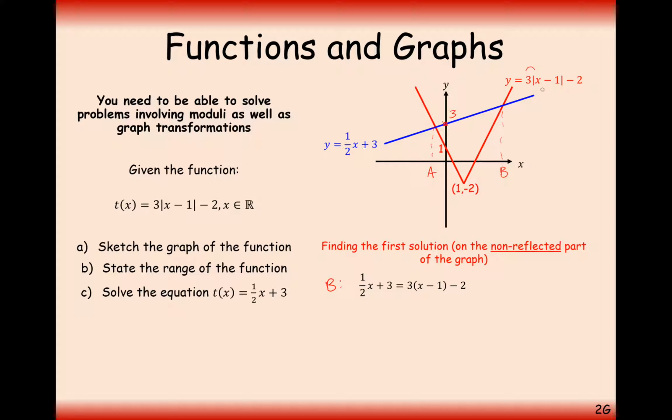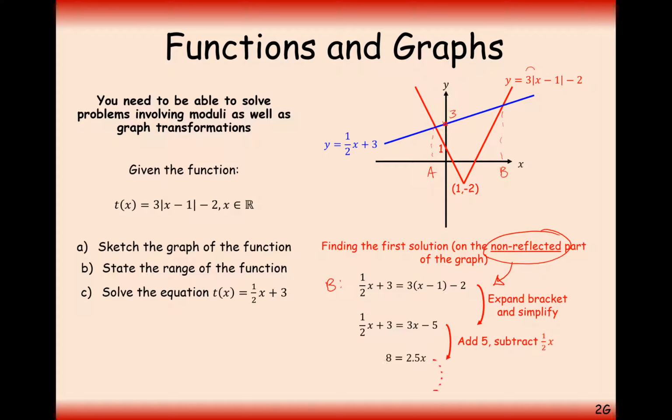We set a half x plus 3 equal to the equation of the graph. This is not being reflected, so we can just get rid of the modulus brackets and put a normal pair of brackets there instead. So that's on the non-reflected part of the graph. Okay, let's go ahead and now solve this. And we get x is equal to 3.2. So our B solution here is at 3.2.